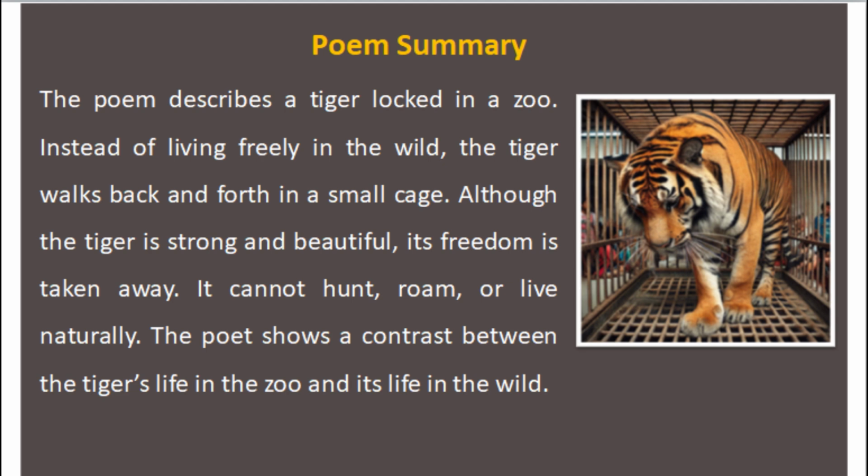Let's begin. The poem is about a tiger who is locked up in a zoo. Instead of being free in the wild, it walks back and forth in its small cage. The tiger is strong and beautiful, but it can't do what it's meant to do, like hunt or roam. The poet shows us how different the tiger's life is in the zoo compared to how it would be in the wild, where it would be free and happy.